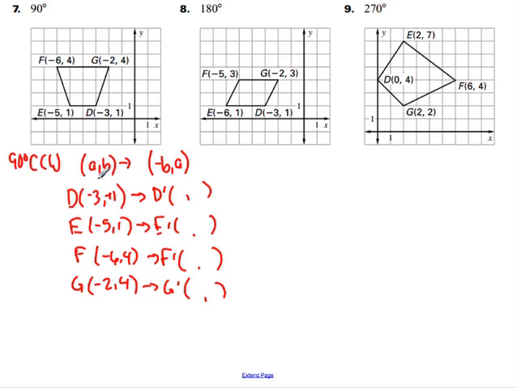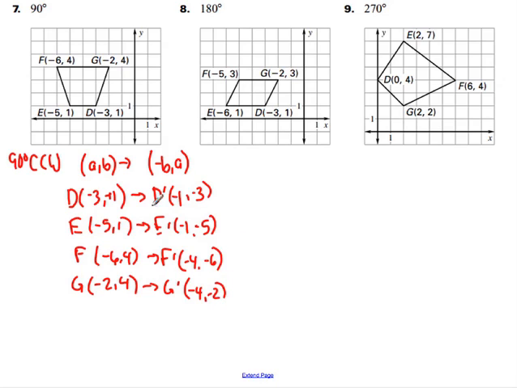So we're going to swap them. So A goes second, B goes first, and we're going to negate the B. So the opposite of B is negative 1, and this just goes over here. The opposite of 1 is negative 1, and the negative 5 just goes there. The opposite of 4 is negative 4, and the negative 6 just goes there. The opposite of 4 is negative 4, and the negative 2 goes right there.